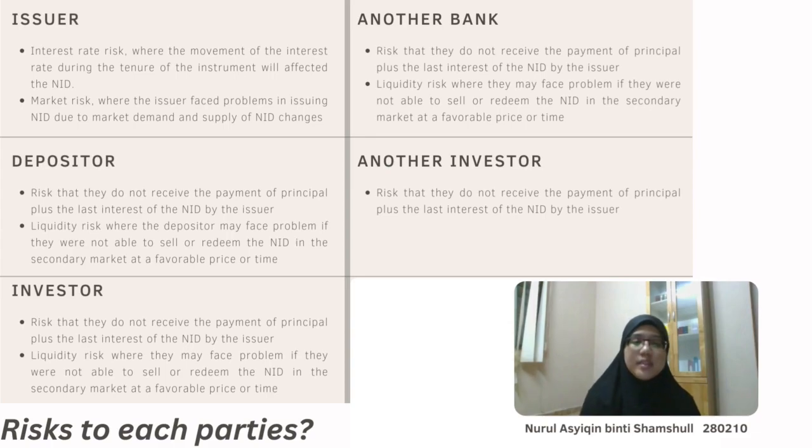Next, depositor. The first risk that the depositor might face is the risk that they do not receive the payment of principal plus the interest of the NID by the issuer, which has been agreed with the issuer upon maturity.